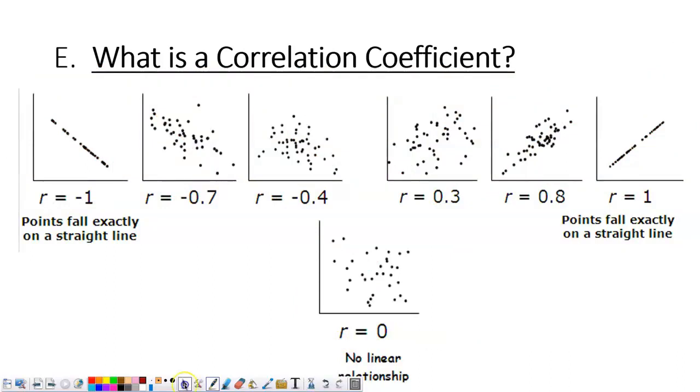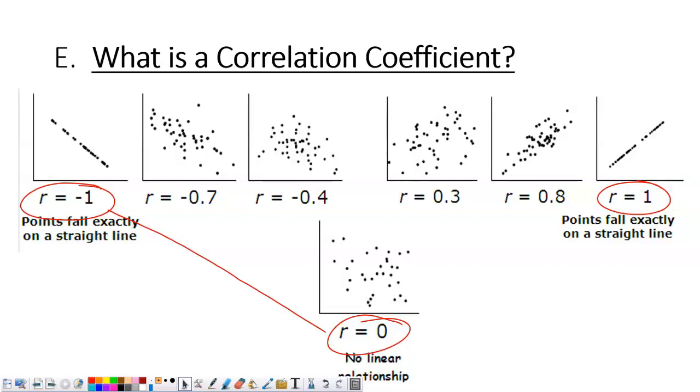Underneath each box, there's a number. Negative 1 is as strong as you can be. So -1 is the strongest negative relationship, and positive 1 is the strongest positive relationship. 0 means no relationship. So anything between -1 and 0 is going to be negative, but the closer it is to -1, the stronger of a relationship it'll be. The closer it is to 0, the weaker of a relationship it will be.